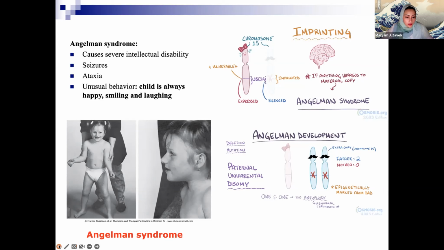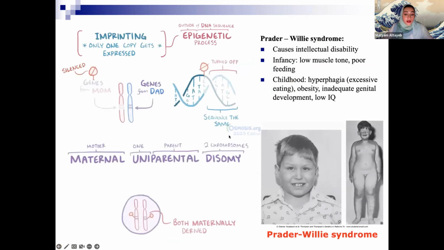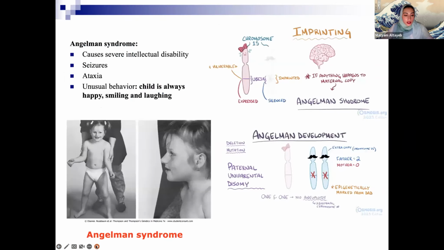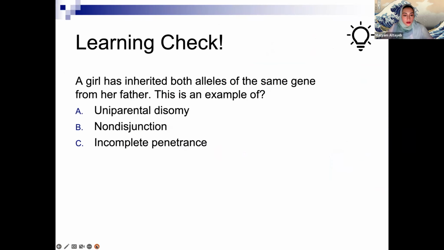And then in the case of Prader-Willi syndrome, you receive 2 maternal copies, all right? Is that clear for everyone? Okay. Do you want me to repeat anything before we go to questions? All right, I'm going to take that as a no.